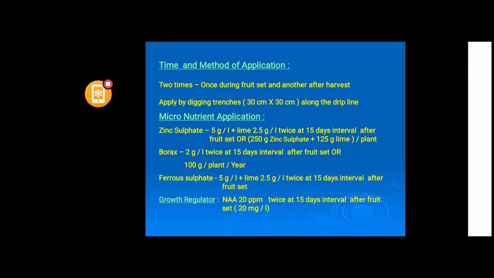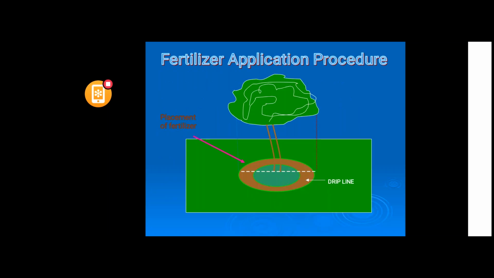Borax 2 gram per liter twice at 15 days interval, that is 0.2%, or 100 gram per plant in soil. Ferrous sulfate can be given 5 gram per liter plus lime 2.5 gram per liter twice at 15 days interval after fruit set. Growth regulator like NAA 20 ppm, 20 milligram per liter, twice at 15 days interval after fruit set, or any other growth regulator can be used at the pea and marble stage of growth.